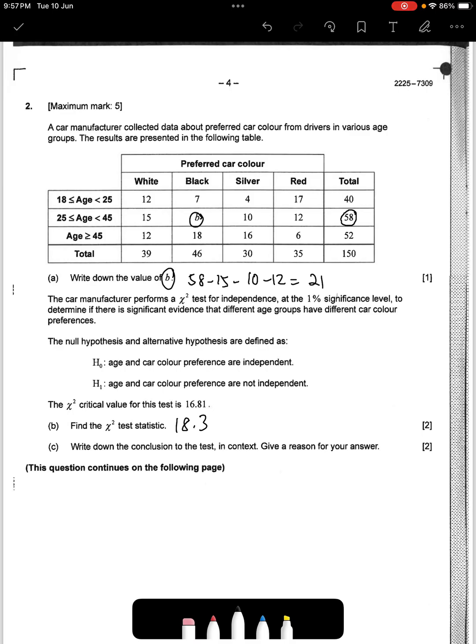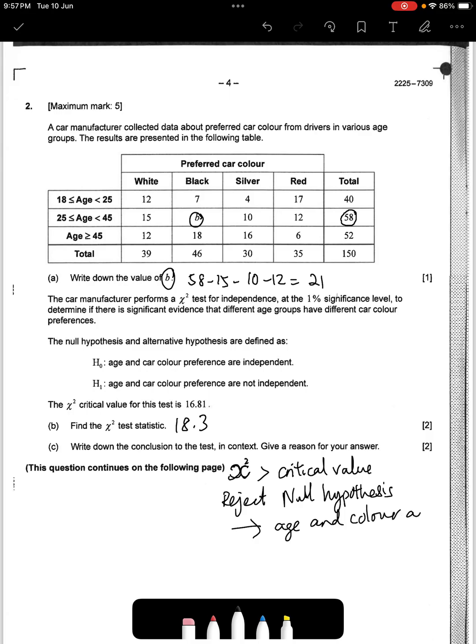Since the chi-square test statistic is bigger than the critical value, in this case it is more than the critical value, and that's why we will reject the null hypothesis, which implies that age and color are indeed not independent. And there we go, question 2.